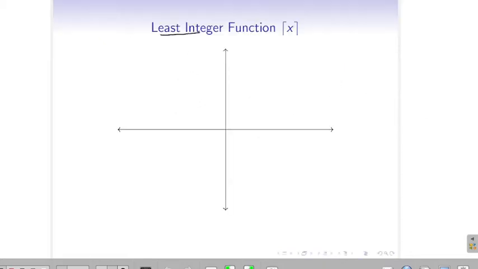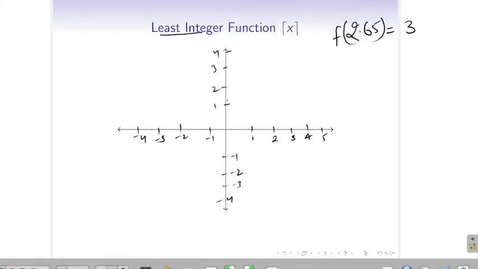Next we have the least integer function. It is just the opposite of the greatest integer function. So if you take 2.65, the greatest integer function was giving 2, but here what is the next integer out of it? We think of it like this. The next integer is 3, the next greater integer than this is 3.